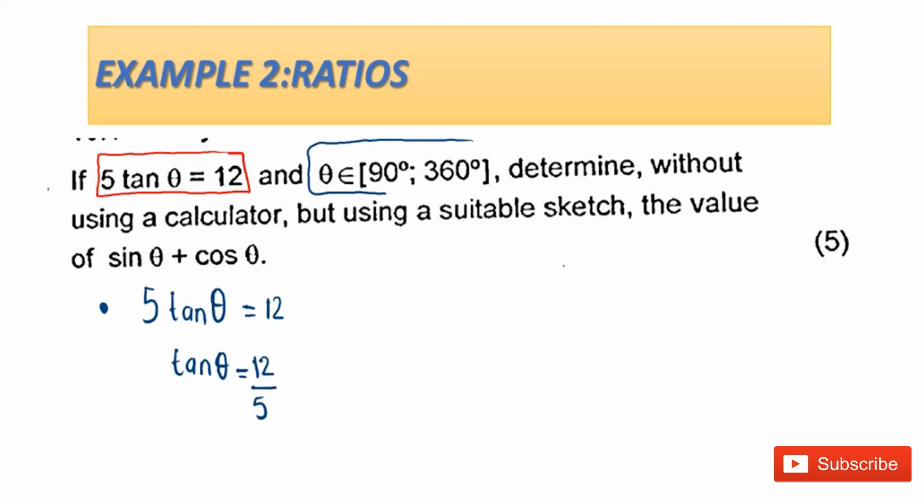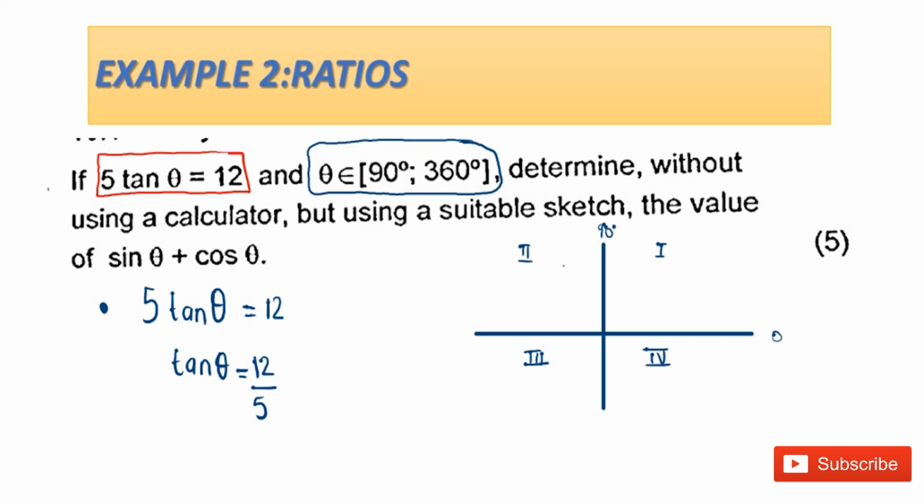Which quadrant are we working in? So let us have a look at the quadrants that we are working in. Okay, we're told that we are working in the interval of 90 degrees to 360, right? So let's see, which quadrants are we in? From 90 degrees, right? So it's from here to 360 degrees. So we're working in the second quadrant, in the third quadrant, and in the fourth quadrant, right?